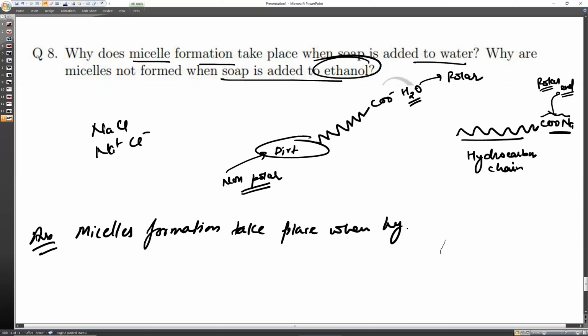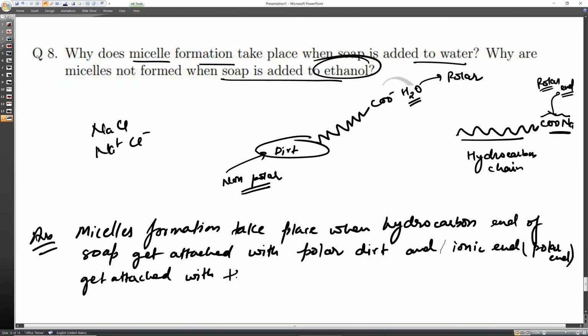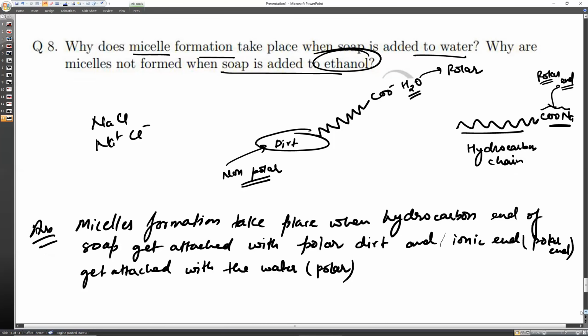when the hydrocarbon end of soap gets attached with the non-polar dirt, and the ionic end, which is a polar end, gets attached with the water, which is also polar. Okay, no micelles will be formed. You have to write it down: no micelle formation will take place.